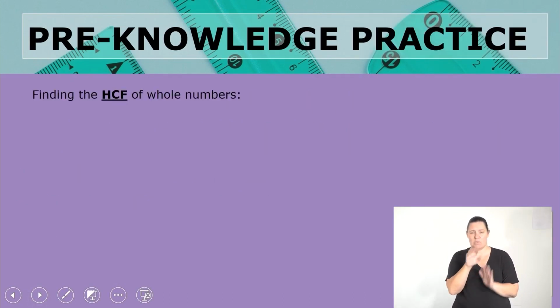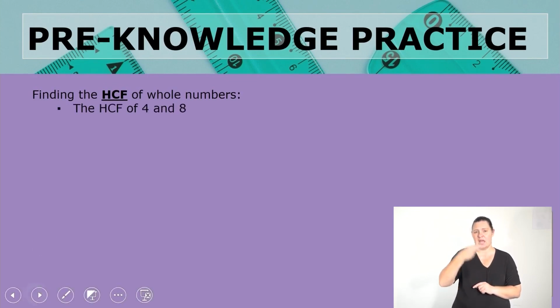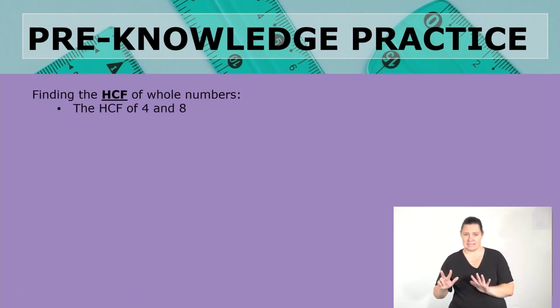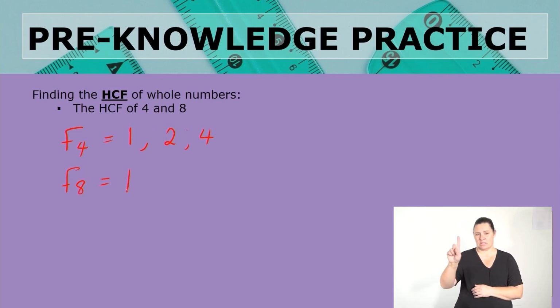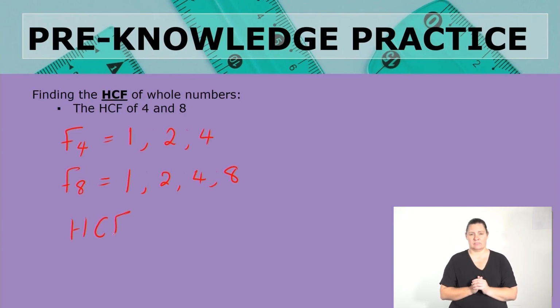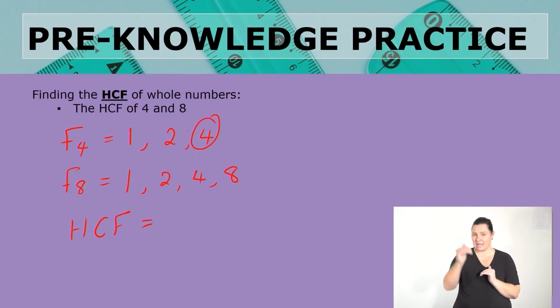Let's look at a few examples. Let's find the HCF of 4 and 8. Do you remember how to find the HCF? That is the highest common factor. Right, so we are going to list the factors of 4. That is going to be 1, 2, and 4. And then we are going to list the factors of 8, which are 1, 2, 4, and 8. We are looking for the common one. Yes, you saw it correctly. There are common ones there, but we are looking for the highest one, and that is the 4. So our HCF is 4.